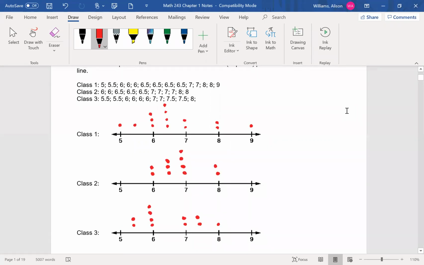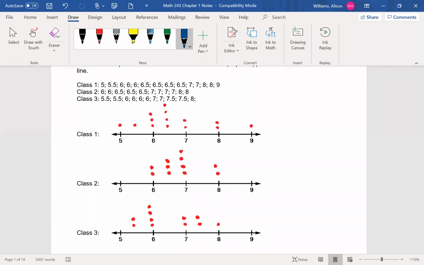But I want to now analyze this. I want to kind of ask myself some questions. So I'm looking at this information and I'm noticing that in the first class, the data is very spread out. We have somebody who has 5 hours, somebody who has 9 hours, and none of the other classes have that big of a spread of data. I noticed though that the majority of the data in the first class is kind of centered here between 6 and 7.